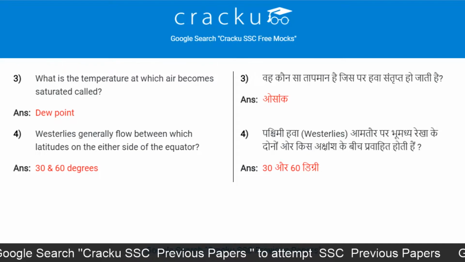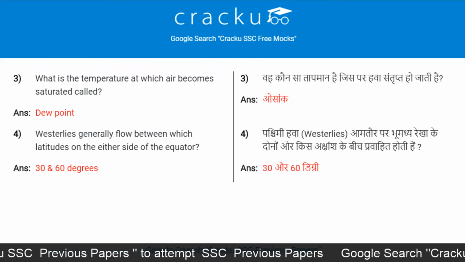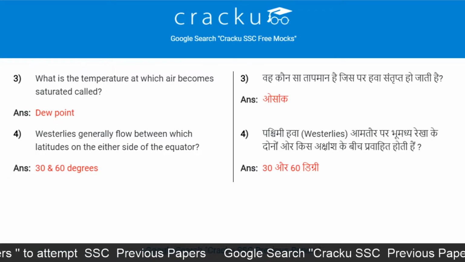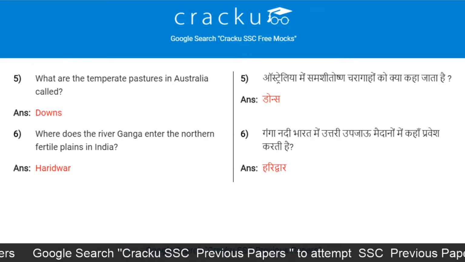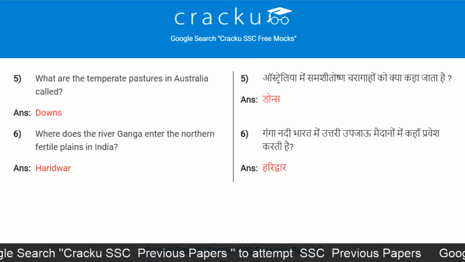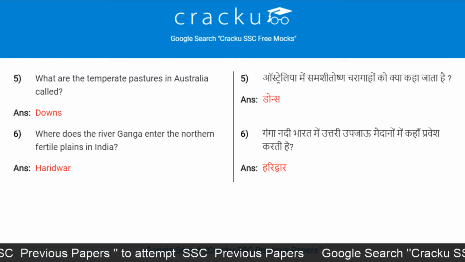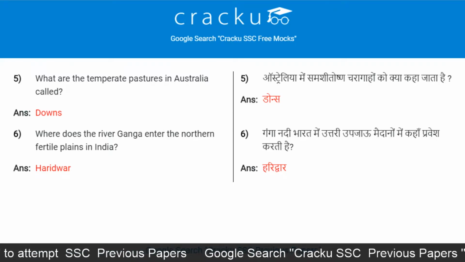Westerlies generally flow between which latitudes on either side of the equator? 30 and 60 degrees. What are the temperate pastures in Australia called? Downs. Where does the river Ganga enter the northern fertile plains in India? Haridwar.